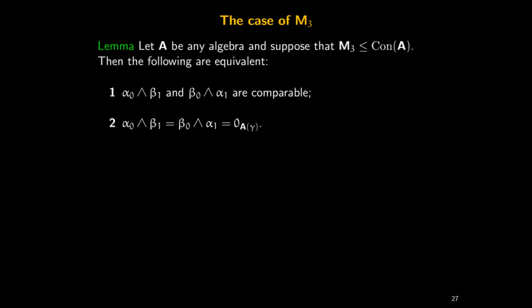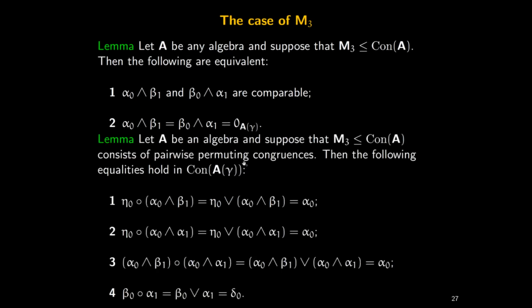And so the first thing that you can easily prove is that alpha 0 and beta 1 and beta 0 and alpha 1 are comparable. And if they are equal, then the limit is actually the 0 congruence. Furthermore, in this case, at the beginning, we had to add some hypotheses on the M3 that we consider.